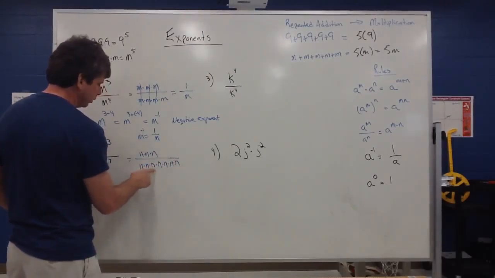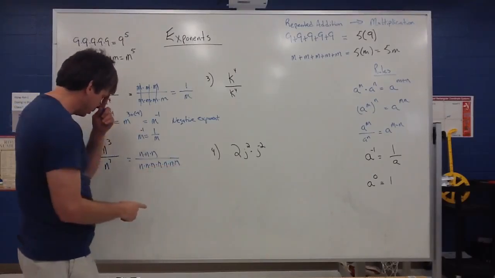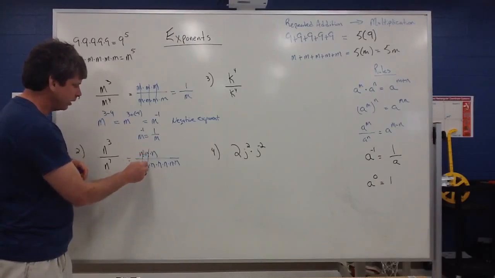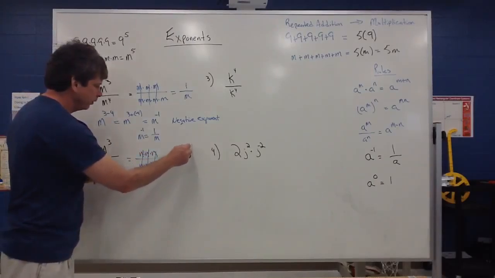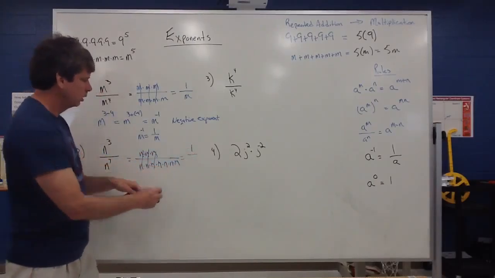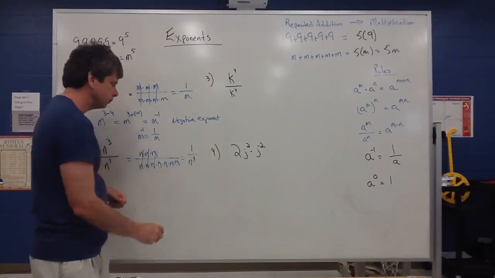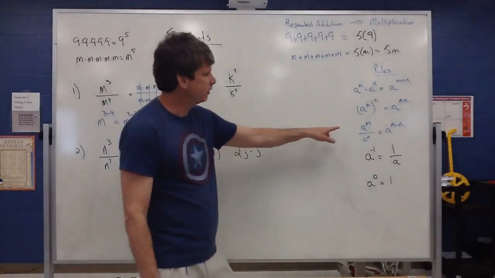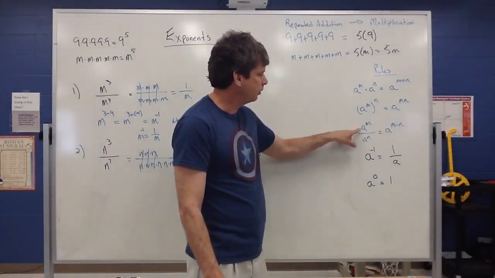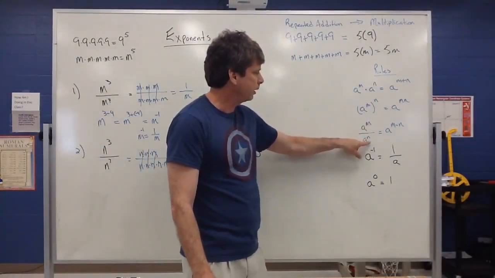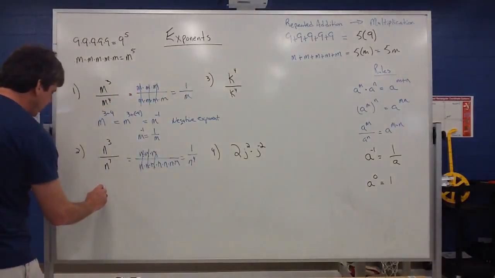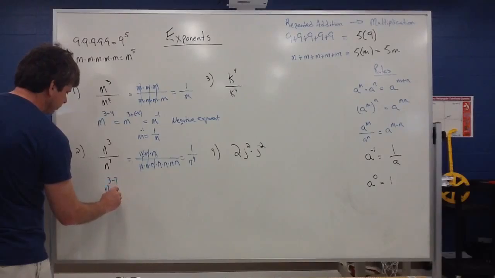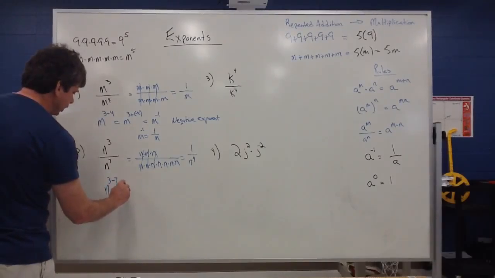So I have 1, 2, 3, 4, 5, 6, 7 n's in the denominator. What I pick up on, since this is a division problem, is that I'm allowed to divide out like factors. And what we end up with is 1 over n to the 4th power. What I can also do with this problem is, if I have a division problem, I'm allowed to subtract exponents, m minus n. So if I look at this problem, I have n to the 3 minus 7. So it's going to be n to the negative 4.